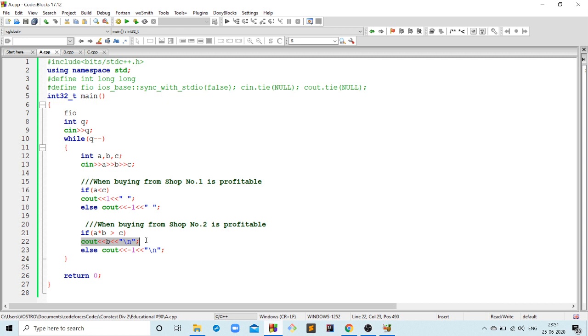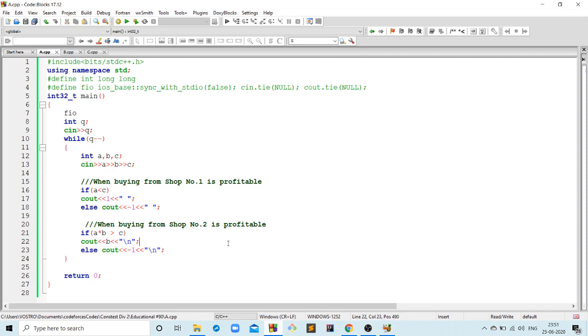When I buy B donuts from the second shop and A times B is greater than C, it is more profitable. But when A times B is less than or equal to C, buying in the second shop will never be more profitable. Because if buying single donuts in the first shop has a lesser price than buying bulk donuts in the second shop, why would I buy in bulk? I will always buy single donuts, because A times B is less than or equal to C. So I will be printing minus one in that case.